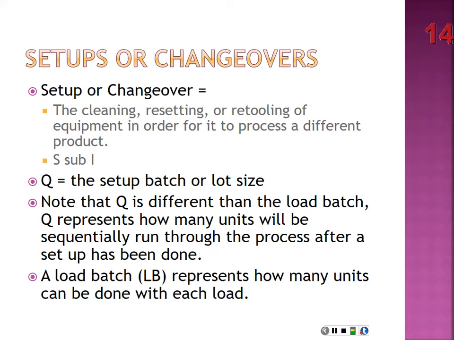And we'll talk about that a little bit more here. Since we utilize one setup for Q, the average time for setup per unit is S sub I divided by Q sub I. So it's taking our setup and dividing it by the number of units that we're going to run across it. This time should be added to the unit load of the product to yield the total unit load, because it's a component of how much we're going to be able to produce.